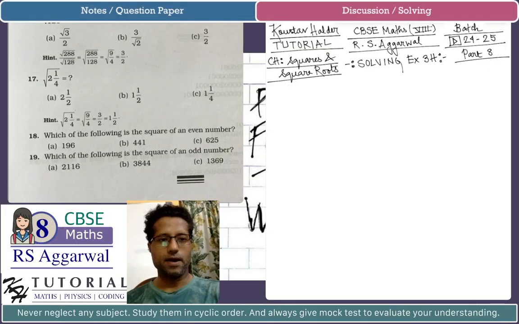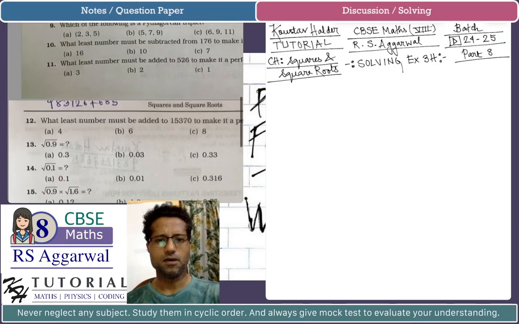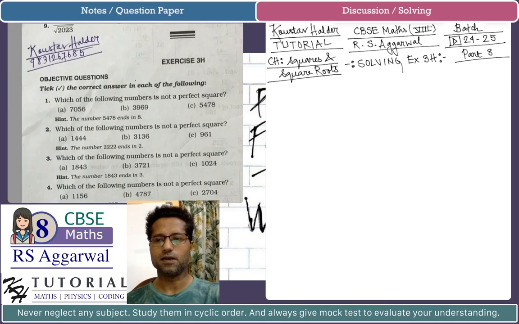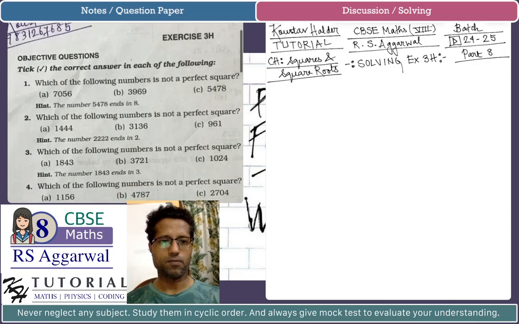Okay, so I have the problems of exercise 3H on the left hand side. There are 19 questions and all of them I guess are MCQ questions. You have 4 choices A, B, C, D, and 1 choice will be correct. On the right hand side I will solve the problems. Let me quickly check if everything is visible or not. I hope you can read the problems. Let me zoom in a little bit.